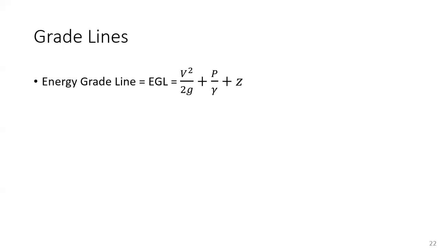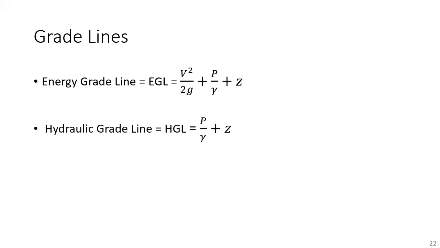So we can calculate at any point in a system the Bernoulli sum. And when we connect that locus of points with a line, that's known as the energy grade line, EGL. And we're going to be doing that in examples.